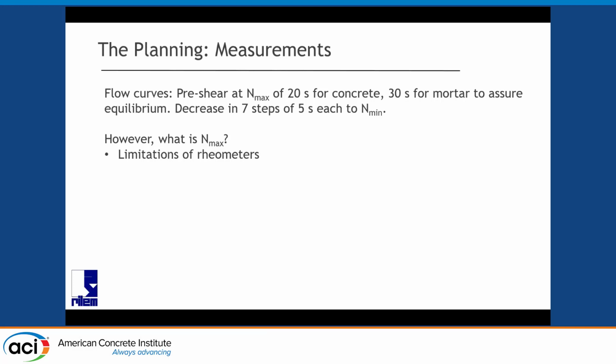So our procedure was: let's apply 20 seconds at the maximum rotational velocity for concrete, and 30 seconds for mortar, based on our common experience with measurements like that. We decreased the rotational velocity stepwise, in 7 steps of 5 seconds. And the question is, what is the maximum rotational velocity you're going to impose? We really had some thinking on that the day before.